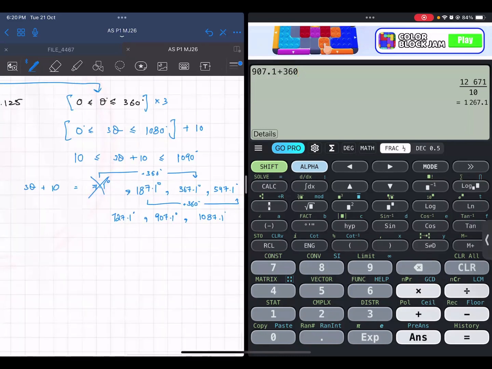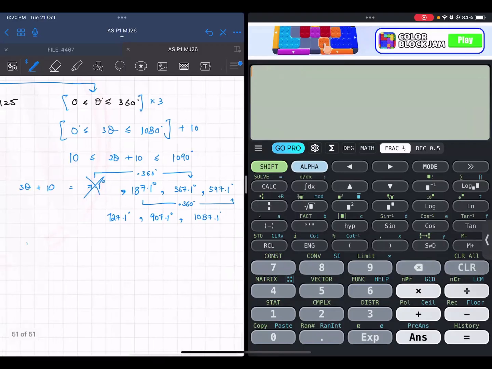Look, now after 1087.1, the solution is out of the range. So I have not taken that. And now to find the value of theta, I will first subtract 10 from each of them and then divide it by 3. So 187.1, this is the first solution, minus 10, divide by 3. 59.0.